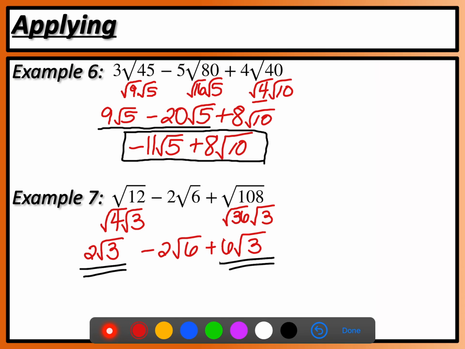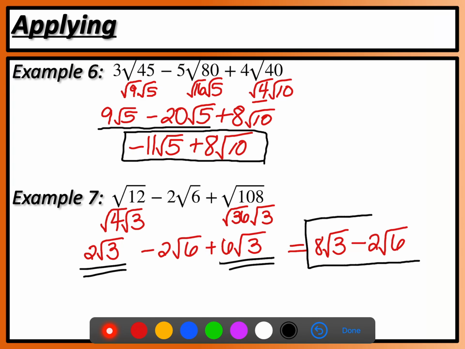Okay, identify. I do have a set of like terms. 2 plus 6 is 8 root 3 minus 2 root 6. We carry that over. There's nothing to be done with that. Okay, and that is our final answer.